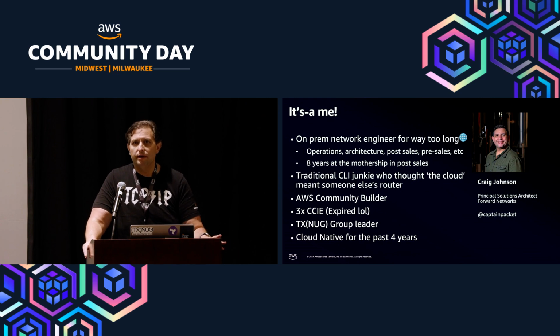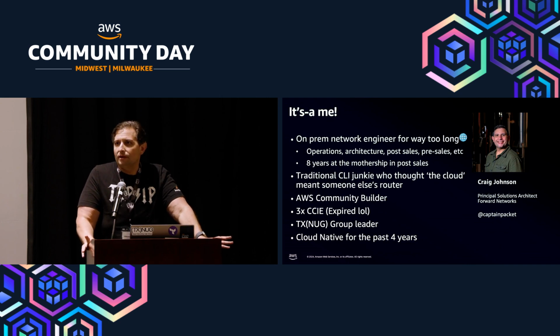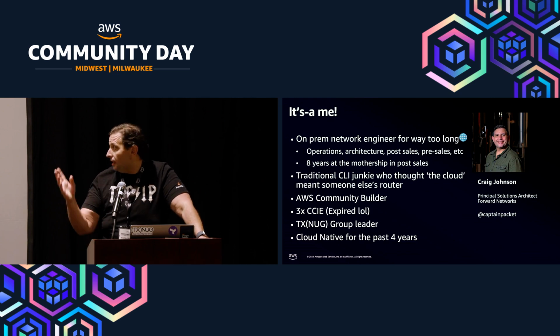Transitioning to networking in AWS has been a bit of a challenge for us, simply because it's not something that we're used to, and we're not used to doing APIs, things like that. We're used to SSHing into a router, doing show run commands, grabbing configurations, doing pings and trace routes, all of those sorts of things. So yeah, as you can see, I'm a CCIE.